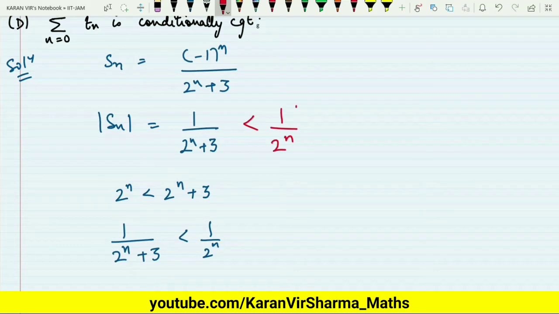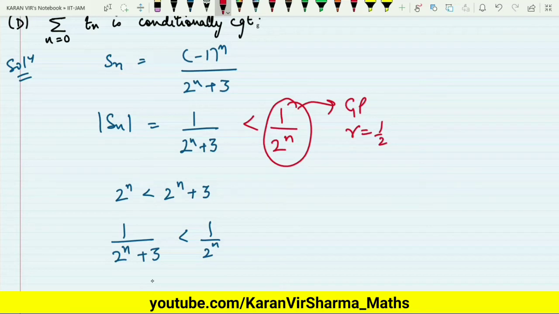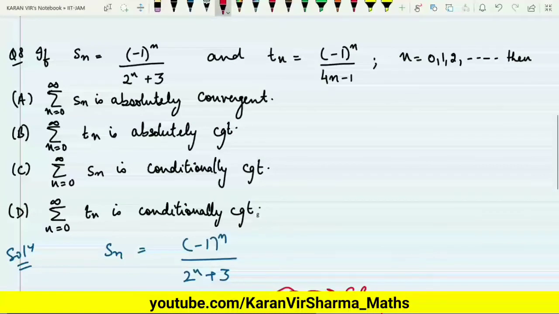Now this is nothing but a GP series with the common ratio 1 by 2. So this series will be convergent, right? And the nature of this series will be the same as the nature of the other series by the comparison test. It implies that the modulus of Sn is convergent. So it implies that our Sn is absolutely convergent. So the first option is right.